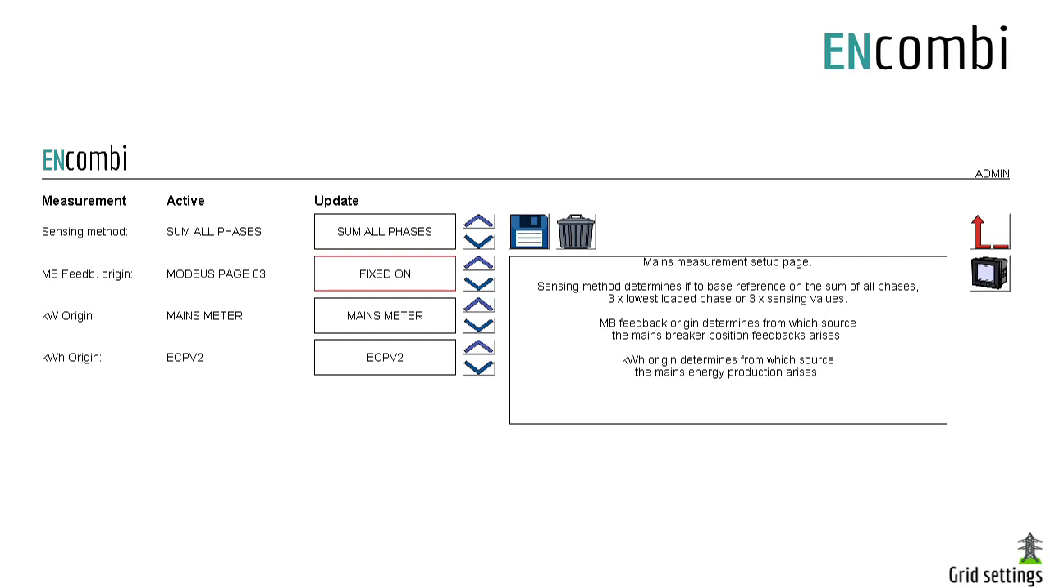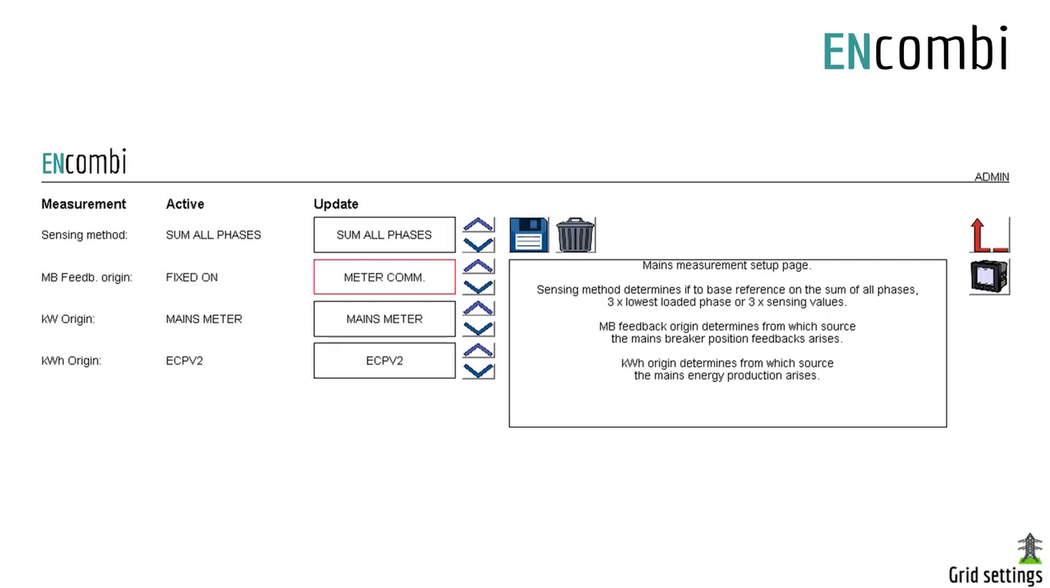Here the fixed on setting tells the controller that the main breaker position is always closed. Fixed on setting will be a reference to the controller for controlling function regardless of which circuit breaker is connected. Which means the controller considers the main circuit breaker is always connected.